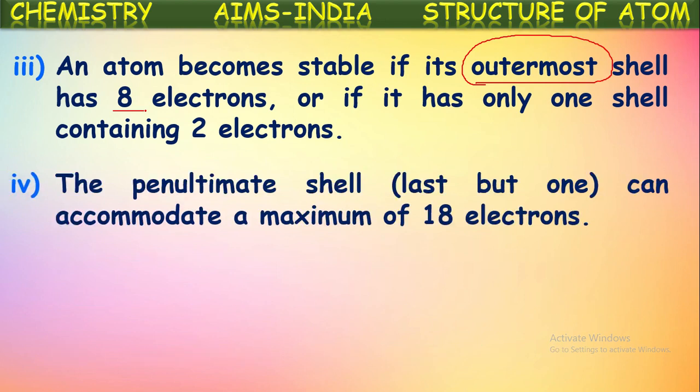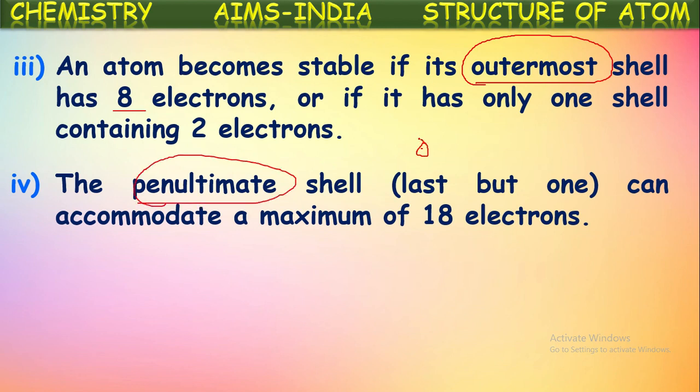Next rule. The penultimate shell can accommodate a maximum of 18 electrons, even though its capacity is more than that. Penultimate shell means the shell which is last but one. From the outside of an atom, the last shell is called the outermost shell, as I just told, and the last but one shell is called the penultimate shell.